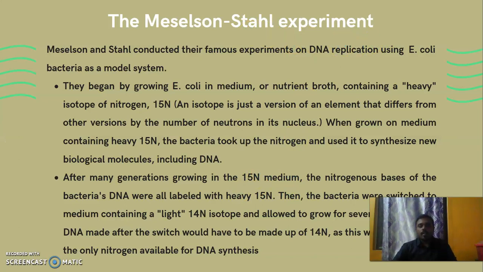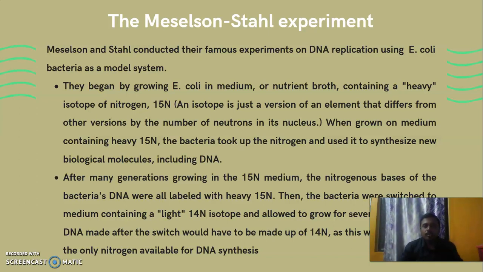Meselson and Stahl conducted their famous experiments on DNA replication using E. coli bacteria as a model system. They began by growing this E. coli in a medium, or what we call a nutrient broth, which contains a heavy isotope of nitrogen. Now you may get a question, why did they specifically go for nitrogen? They could have gone for any other element. Why did they specifically choose nitrogen? Because if you see the structure of DNA, it's made up of nitrogenous bases. That's why they specifically went for nitrogen.